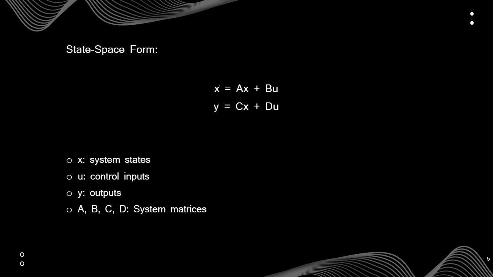This is the state space representation, the standard form used in control systems. It relates the system states X, the inputs U, and the outputs Y. The matrices A, B, C, and D describe how the system behaves.